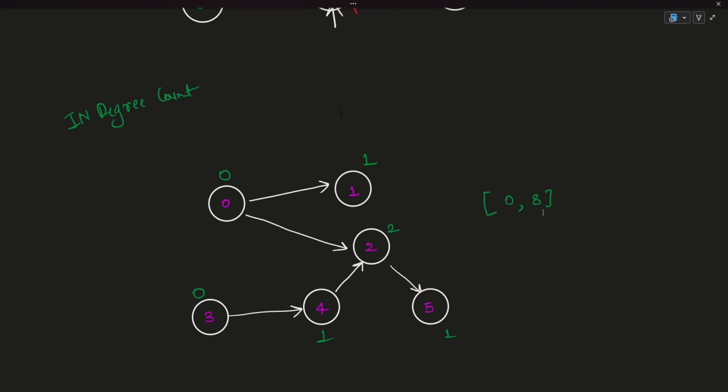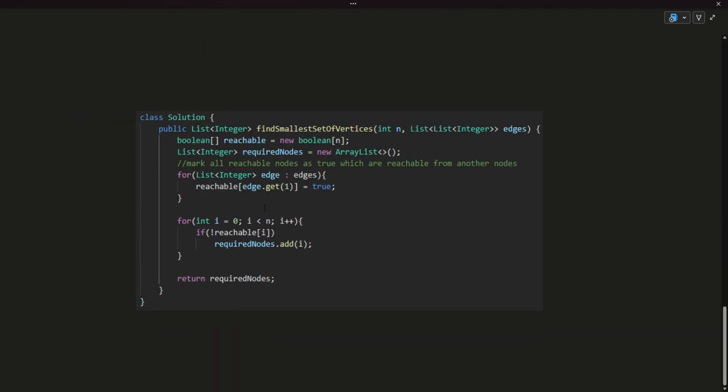So we'll create a boolean reachable array, where the reachable value of a particular vertex is going to be true if its in degree count is greater than 0. Okay, so this is the code of the approach we discussed. I created a reachable array where the initial value of the whole array is false, and this is our answer which we are going to return at the end of the algorithm.